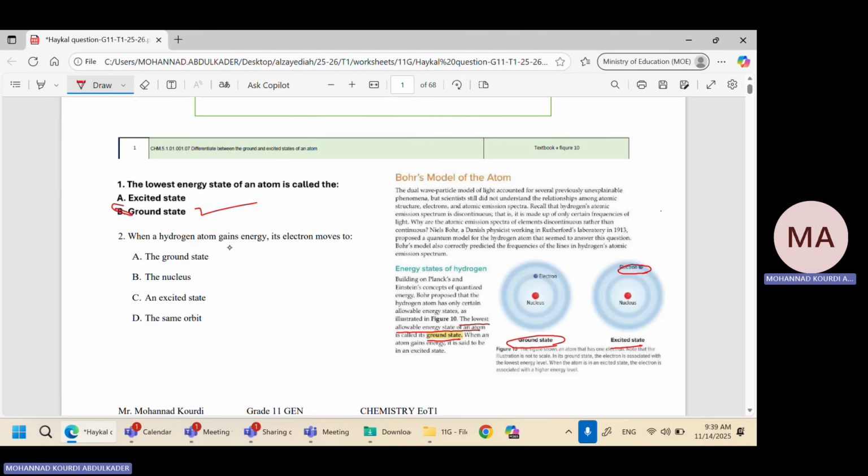When a hydrogen atom gains energy, its electron moves to ground state, nucleus state, an excited state, or the same orbit. So, as I told you before, whenever atoms gain energy, they will be in the excited state.